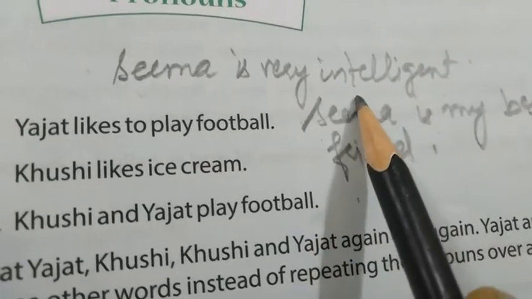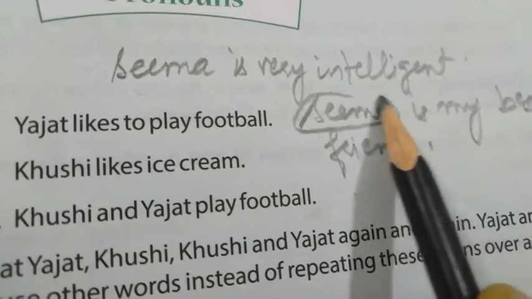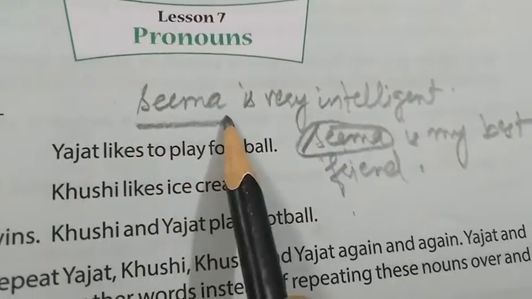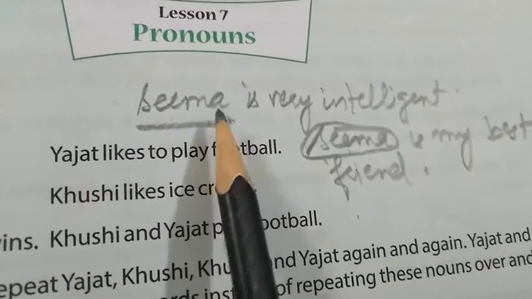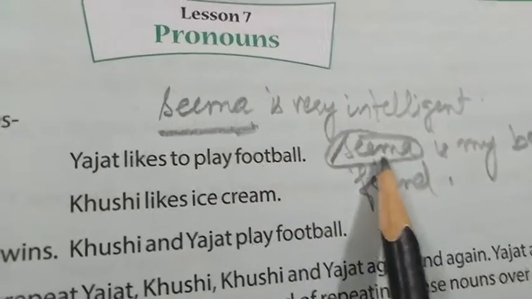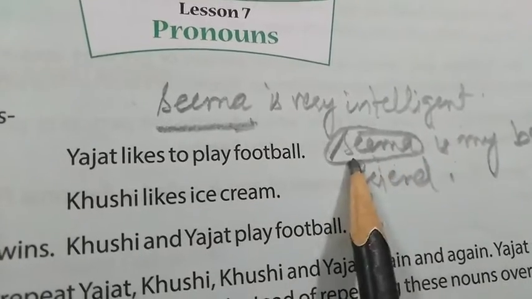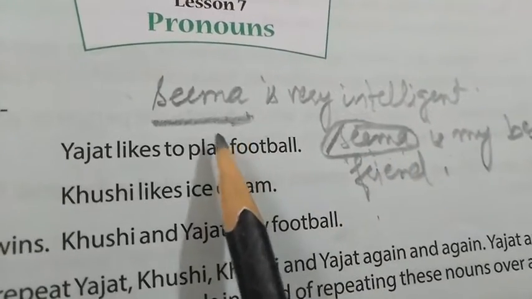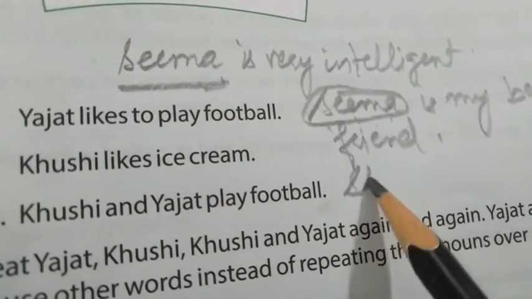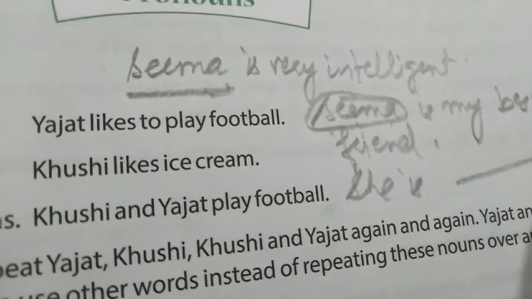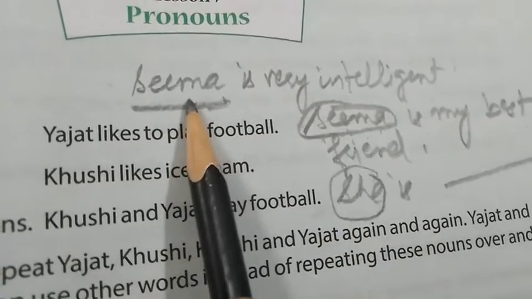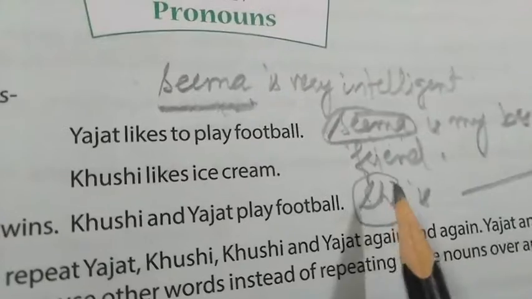Now I want to avoid the repetition of this noun. So this name is repeated again here. When I am talking about the same person about whom I have spoken in the first sentence, then there is no need to repeat the same person's name again. So we can use a pronoun in place of that name. Okay, so how can I write this? Seema is very intelligent. Then I can write it like this: she is my best friend. Okay, as Seema is a girl, so I will use she here. Had it been a boy, I would have used he here. Okay, so these are the pronouns.